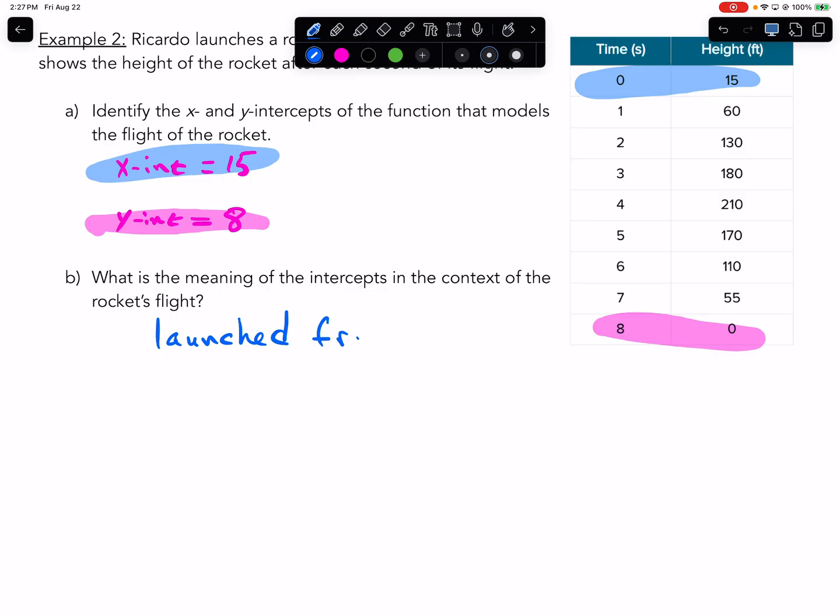Launch from balcony. Landed on ground. So you'll have to describe what's happening because it makes you think about the math a little differently. And that's pretty short to have to write, right?